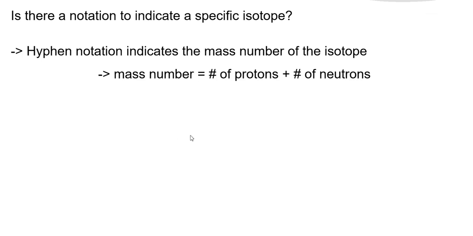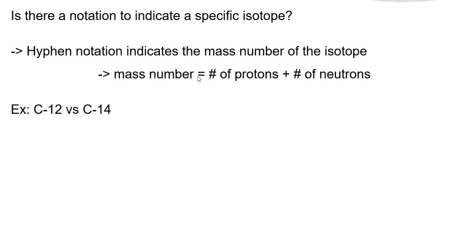Mass number is the sum of the number of protons and neutrons. So really it's the mass of the nucleus based on a relative scale where both protons and neutrons have a relative mass of 1. This is sometimes called the nucleon number, right? The particles that live in the nucleus.